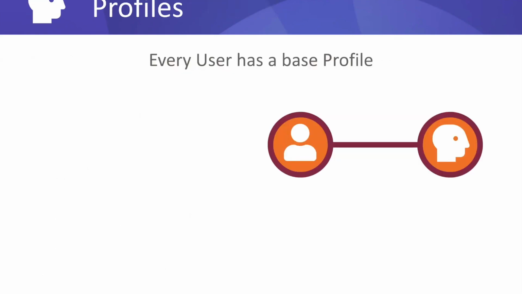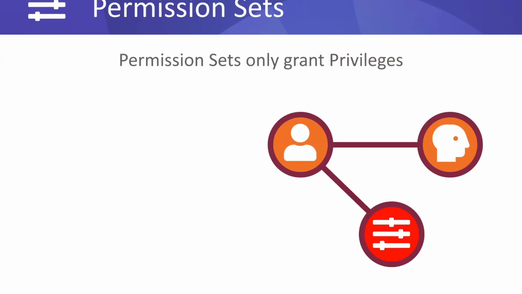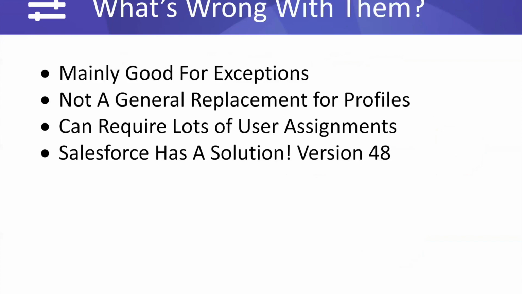So now every user has a base profile, and if a user has an exception, they can be assigned a permission set to grant that privilege, and they can stay in that same base profile, right? So there are a few problems with permission sets, right? They're mainly good for exceptions, right? This person needs this one security setting that the rest of the profile doesn't. They're not a replacement for profiles, like we said. They can require lots of user assignments, which can make them really complex.